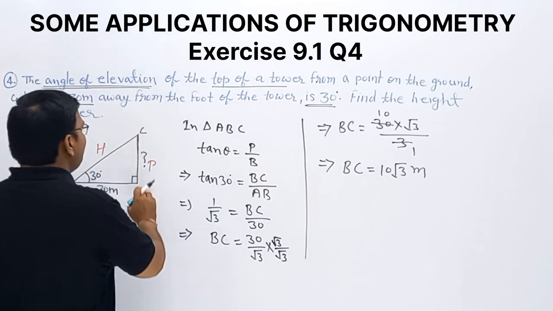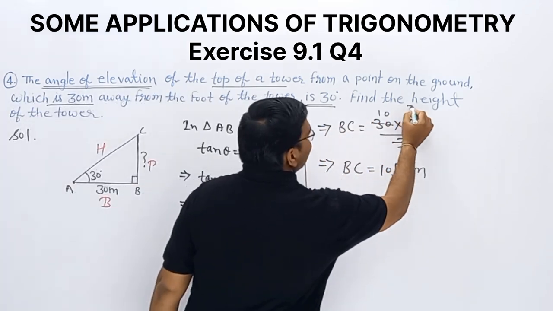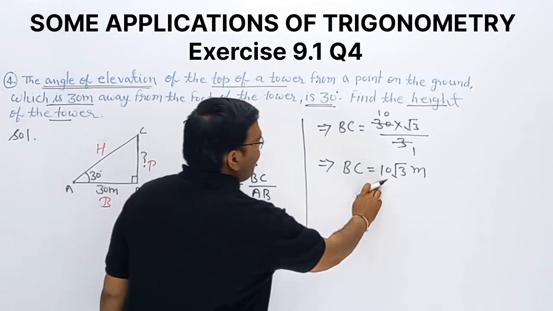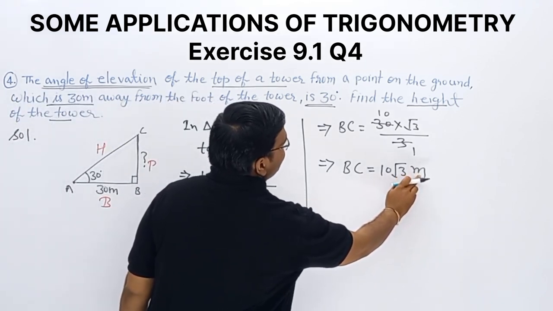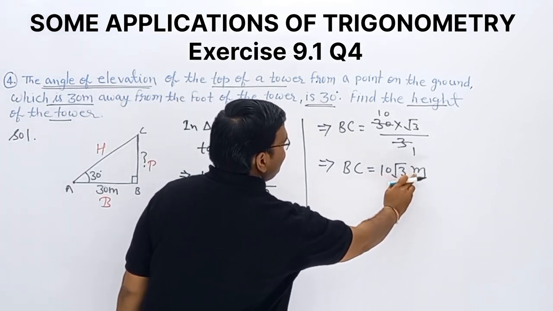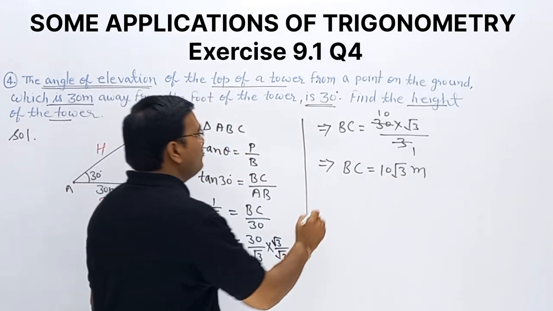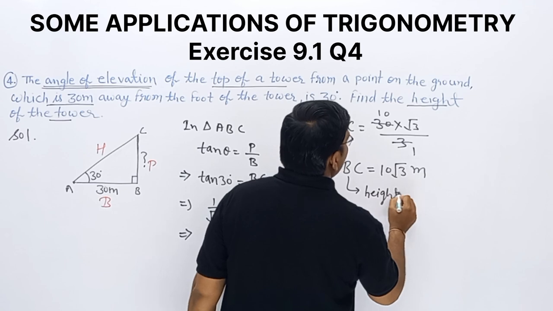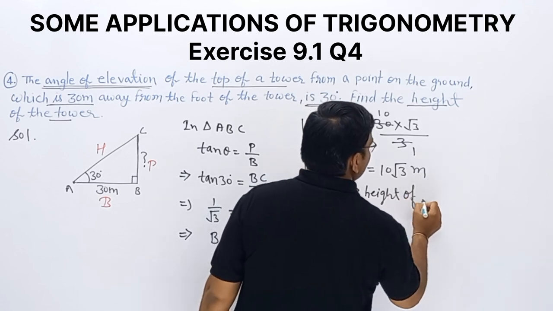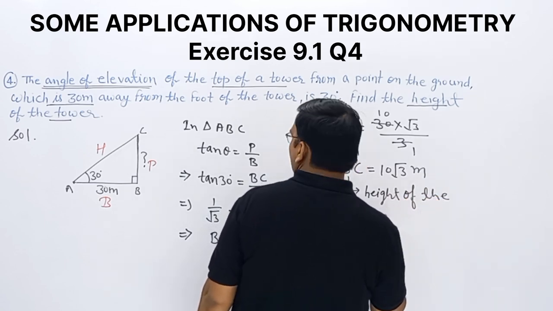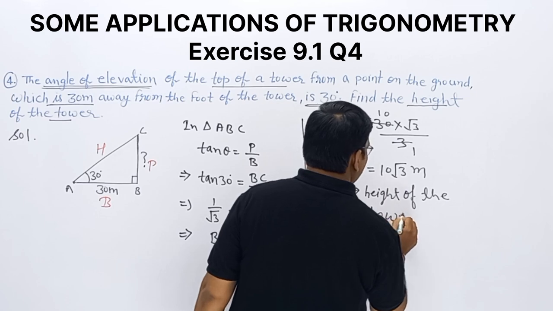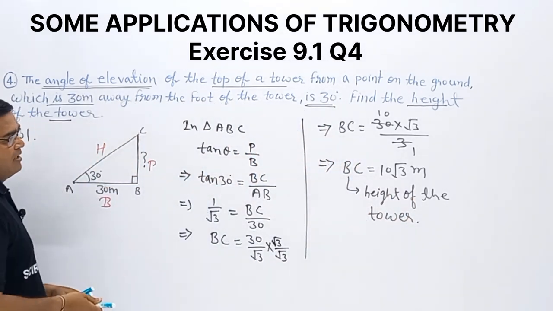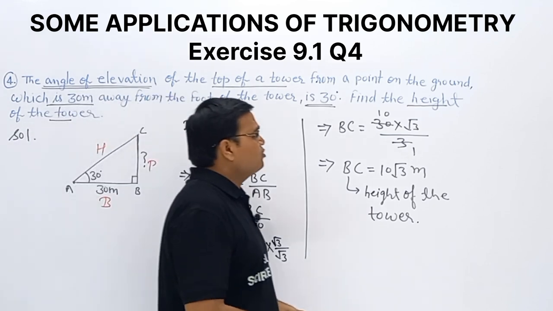So we can say BC, the height of the tower, is 10 into square root of 3 meters. This is the height of the tower, and this is our answer. So finally we obtained the height of the tower. Again I am revising what we did in this question.